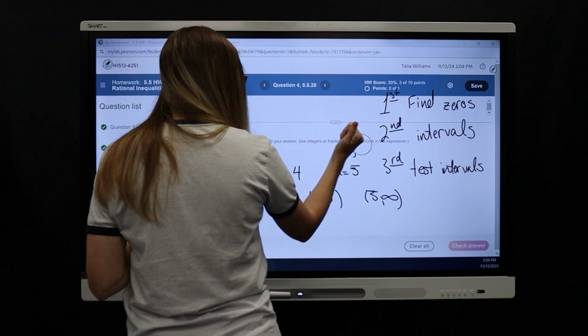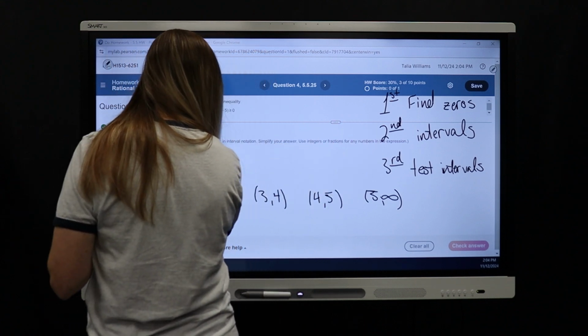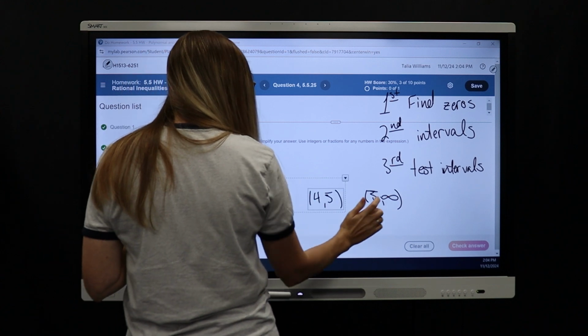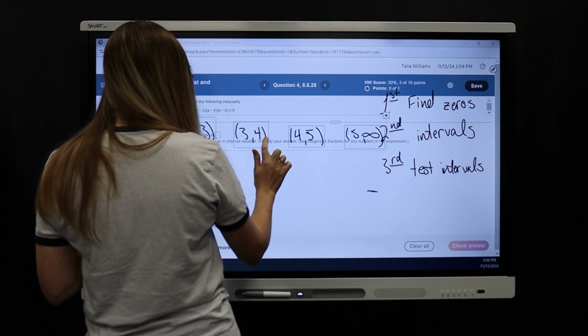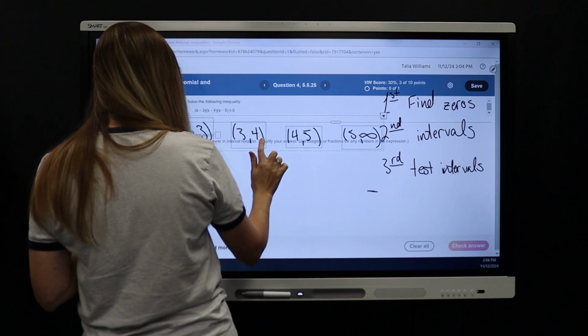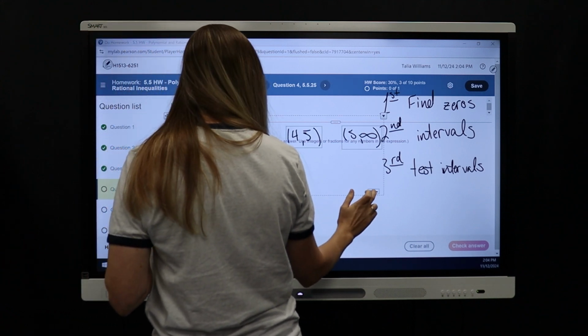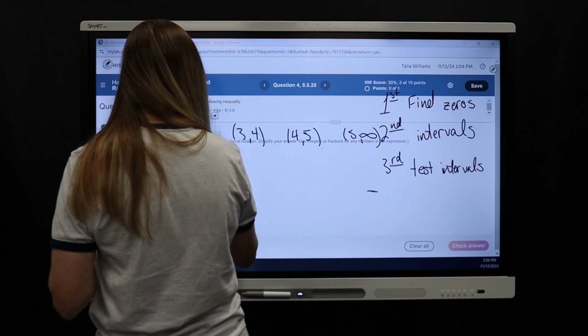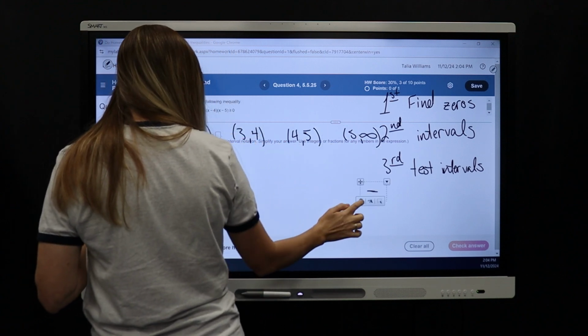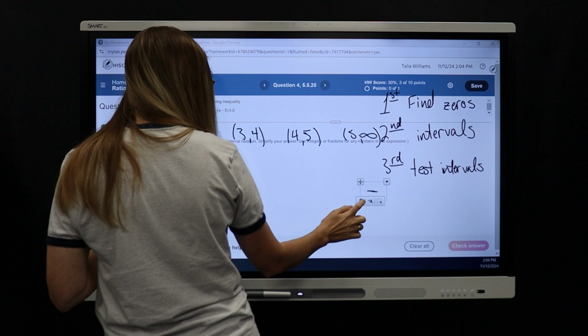Alright, I'm going to erase this part and move the intervals up so I have room to test them. We got to pick our numbers that we can put in those to test it.